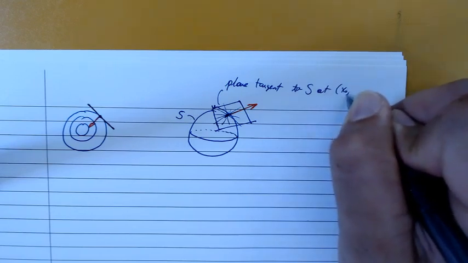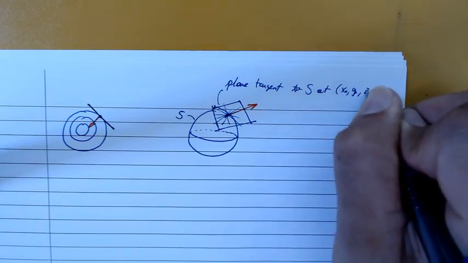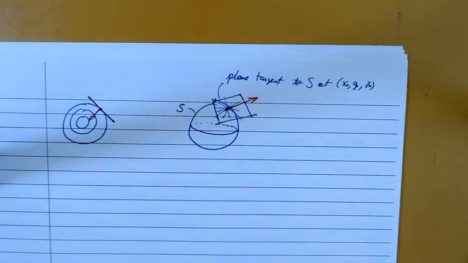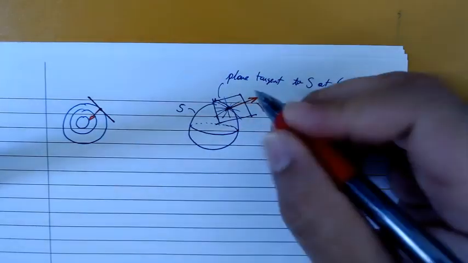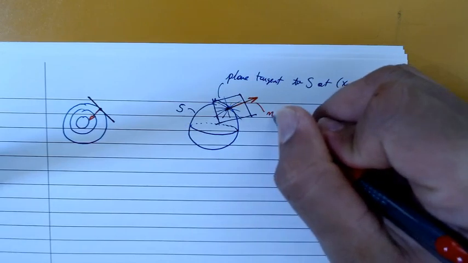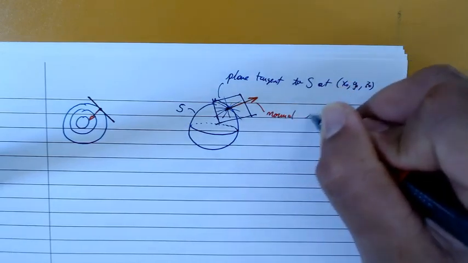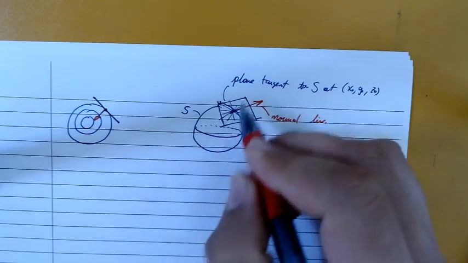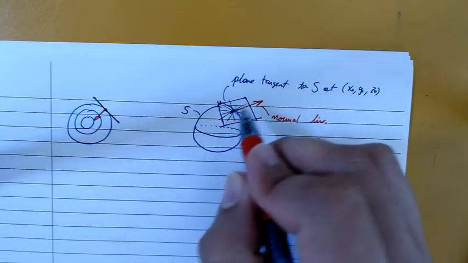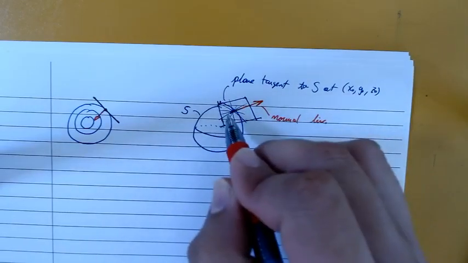X naught, y naught, z naught. And then this line that is normal to that plane, that's what we defined as the normal line. If it's normal to the tangent plane, we just go ahead and say it's normal to the surface at that point.